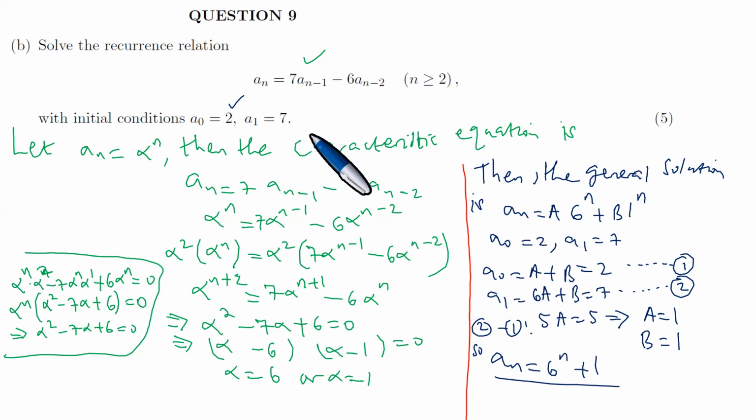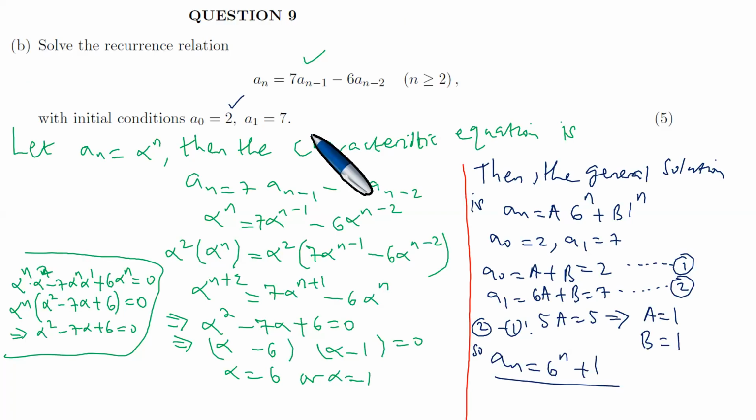Next question. I have a few questions. Yes, please. For this type of question, do you always do this? Yes, always. We always let a_n be alpha to the power n. Always. But obviously this one is the homogeneous. This is the homogeneous recurrence relation. I'm going to look at another example that involves non-homogeneous.